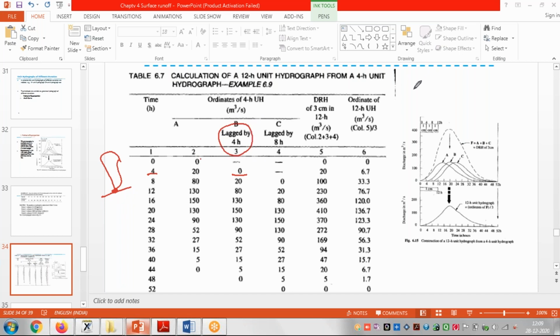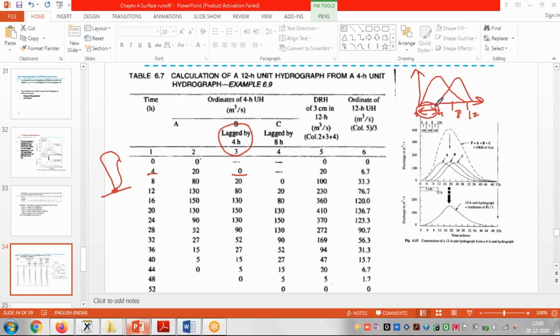The meaning of lagged by 4 hours is, if this is our graph, right? This graph we have already drawn, right? This is 0, this is 4, and this is say 8, like this is 12. Now the same graph we are starting from here, at 4 hours. So see, this one we have left.